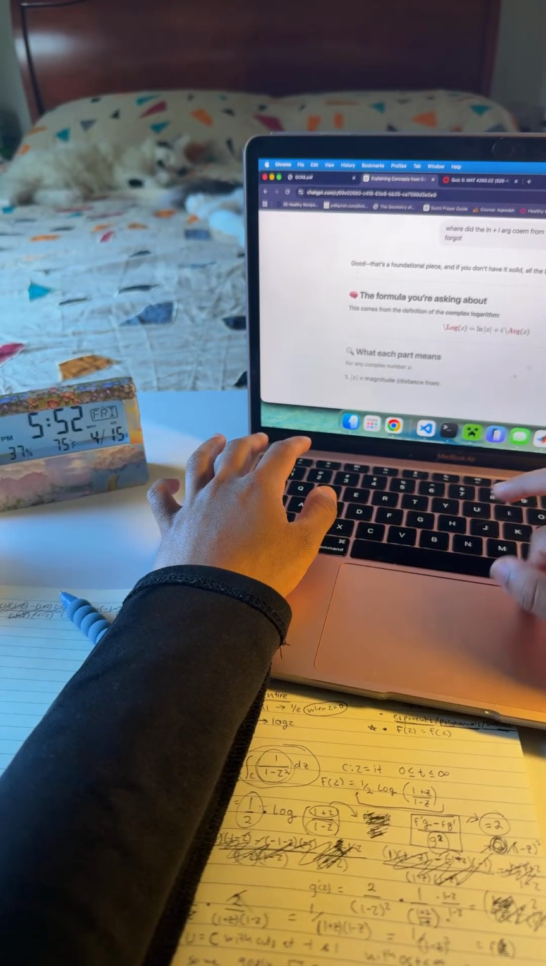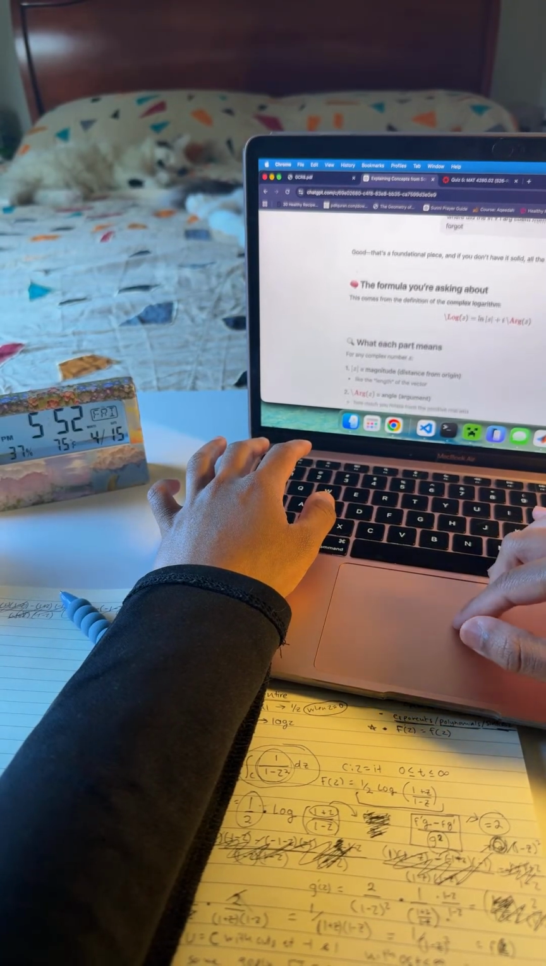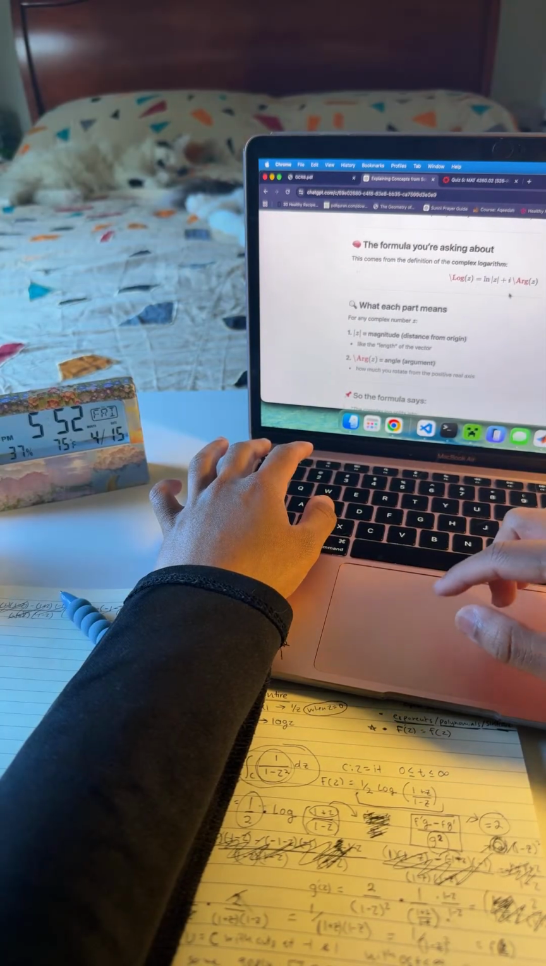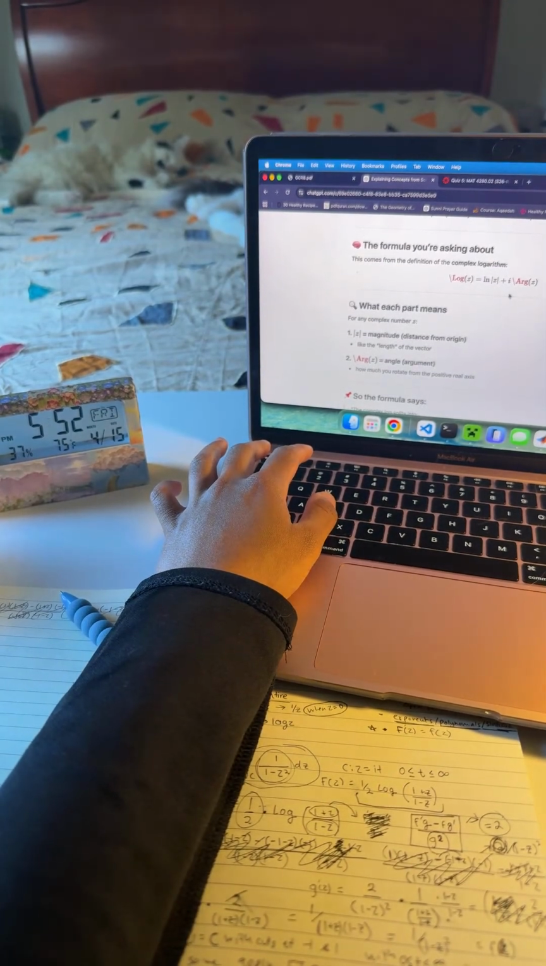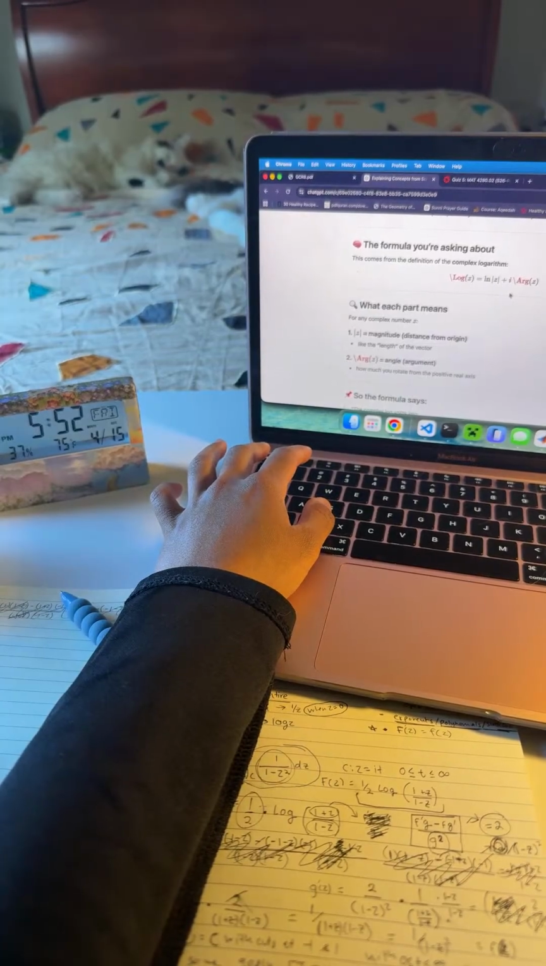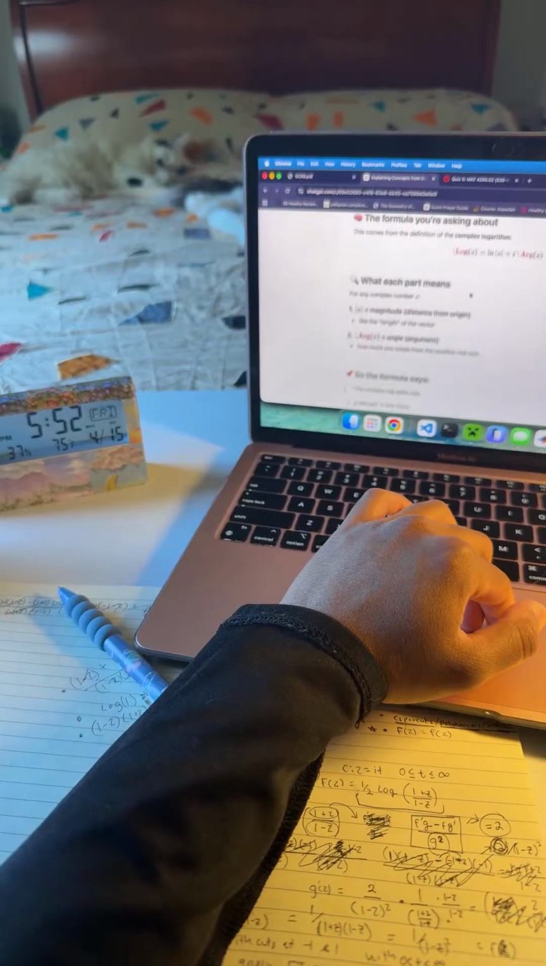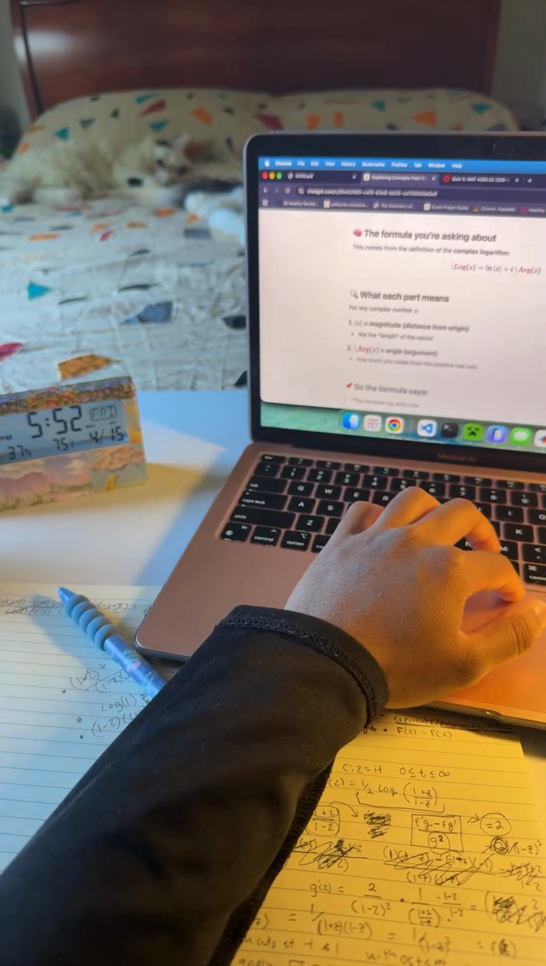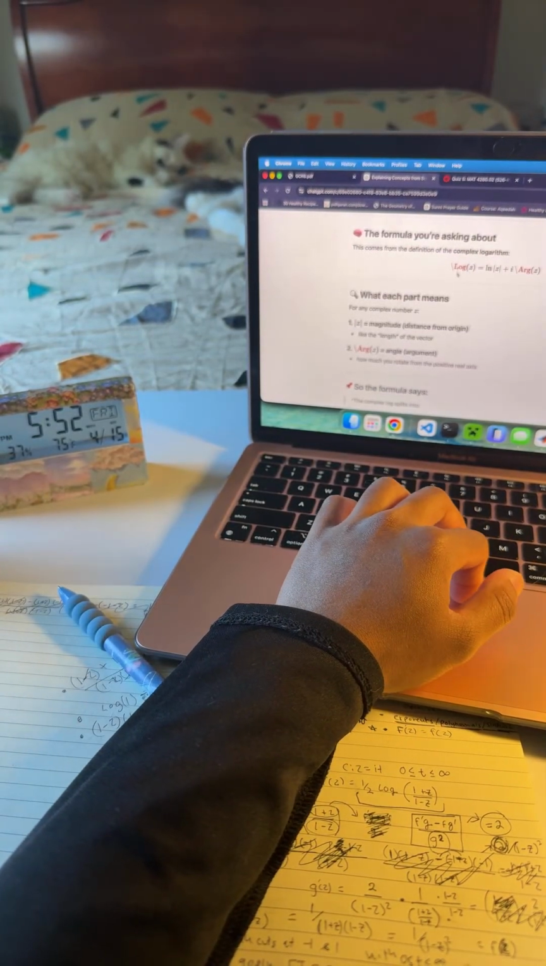Foundational piece. If you don't have a solid grasp, the log problem feels random. Oh, okay, so that's log. Oh my god. I was just asking. The answer is in plain sight. It's not random. I remember this formula. I just forgot that it was associated with log z.